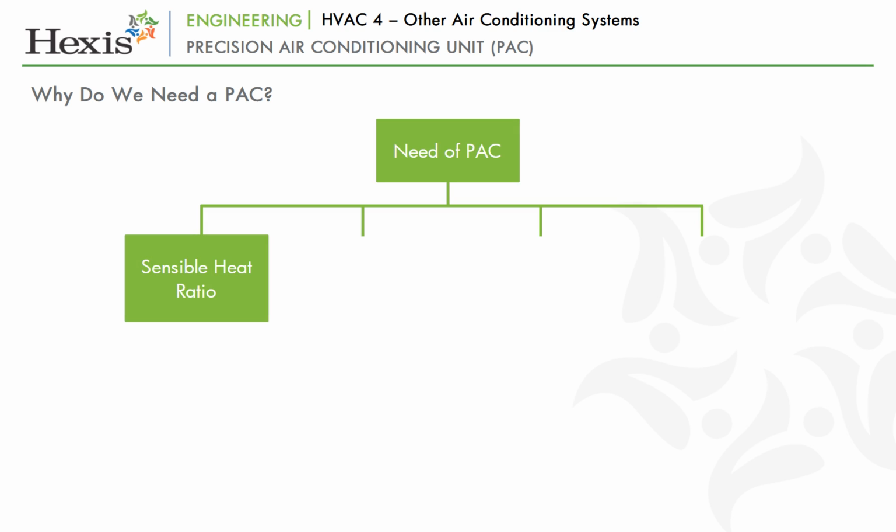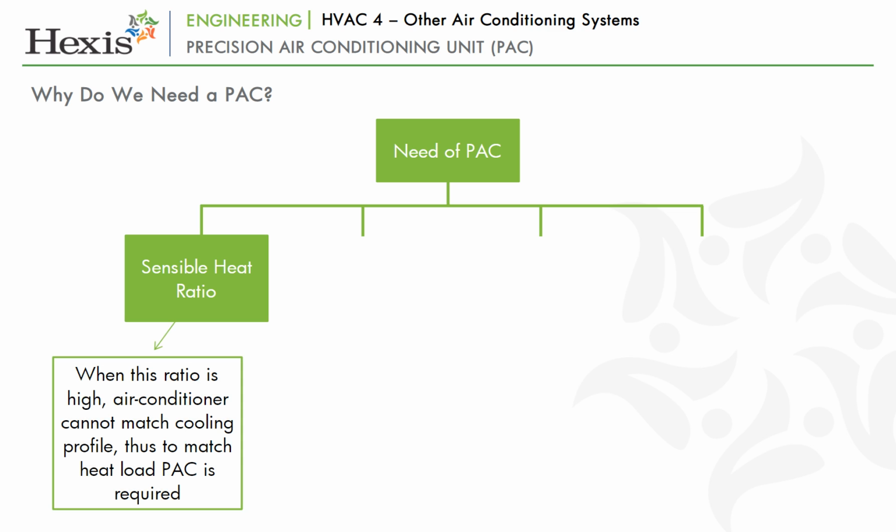Sensible heat ratio. In a technology room like a data center or server room, there are no people, the entry of outdoor air is minimal and almost the entire heating load is sensible, coming from lighting, IT equipment, etc. And there is no addition of humidity. The sensible heat ratio, that is ratio of sensible cooling to total cooling, therefore is very high, and a normal air conditioner cannot match this cooling profile. Therefore, we need a special system to cater for such load, and this is where the PACs come in, which are designed to meet this specific requirement of high sensible heat ratio.